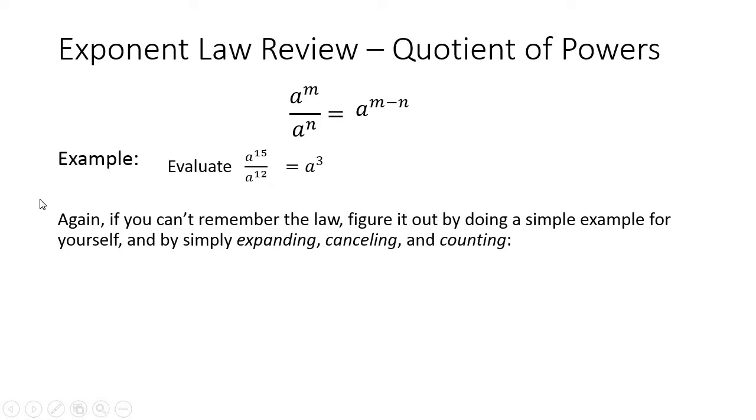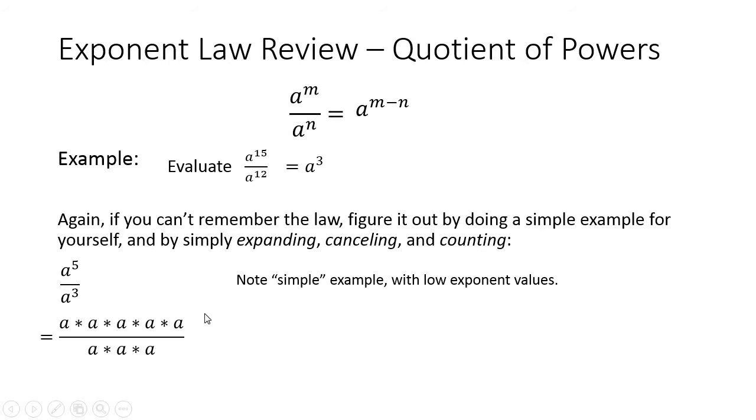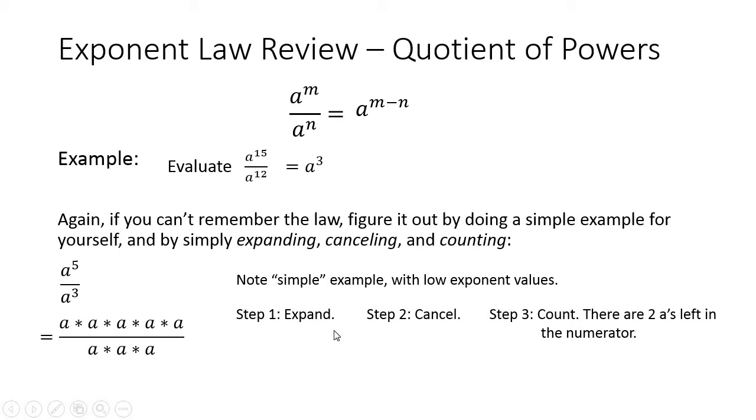Again, if you can't remember the law, figure it out by doing a simple example for yourself and by simply expanding, canceling, and counting. So let's pick low numbers again. A to the 5 on the top, a to the 3 on the bottom are low exponent values here, so that when we expand it out, we don't have to write too many a's. Now we expand it out. Step 2 is cancel.